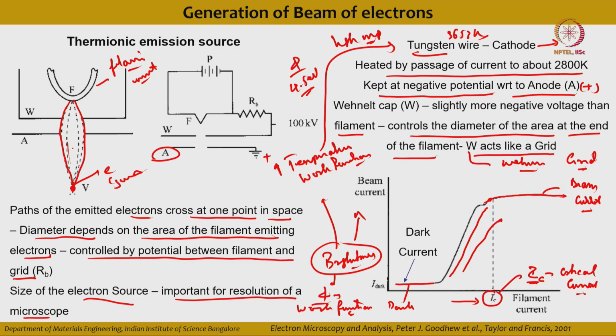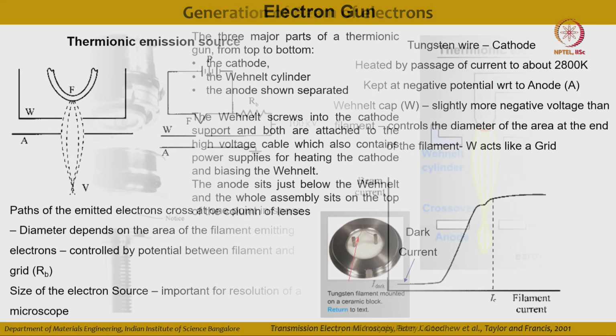So for a typical thermionic emission with a tungsten wire, the brightness is around 10⁻⁹ A m⁻² sr⁻¹. Fine. So this is related to your brightness.